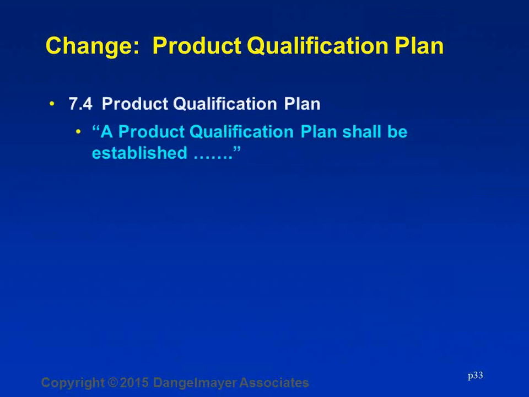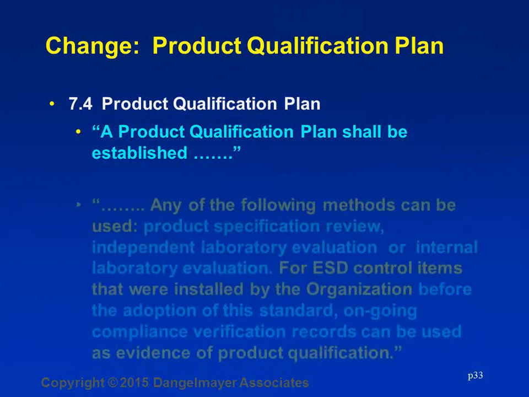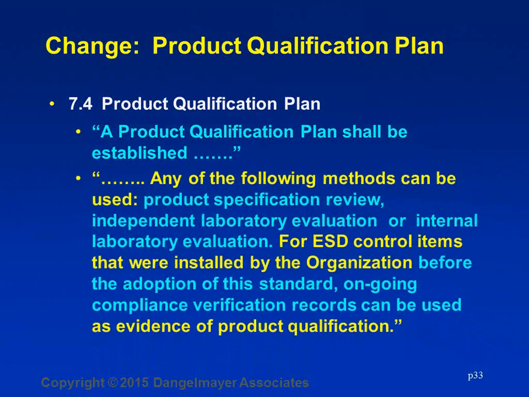So in section 7.4 of 2020, you'll find the information about having a product qualification plan. Obviously, it says it should be established. And then it talks about the methods you can use for product qualification. The first being product specification review. You can take the manufacturer's data sheets for the ESD control products you're using, and if they contain a statement that the product was tested according to the ESDA standards, this will usually be sufficient for product qualification. You can also use an independent laboratory to evaluate your materials, or you can conduct an internal laboratory evaluation. Any of these methods written into your product qualification plan will be acceptable.